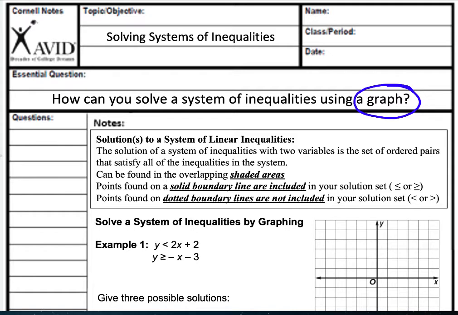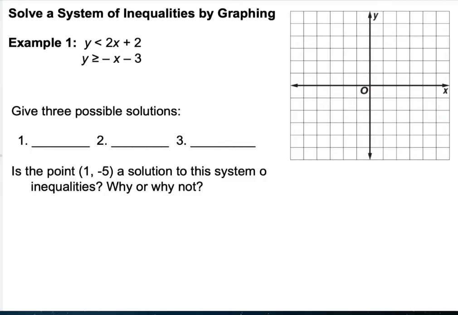But now we're going to incorporate two of them at the same time, and we're going to look at where they have some commonalities. What points are solutions to both inequalities? So let's start with a couple that are already written in slope-intercept form.